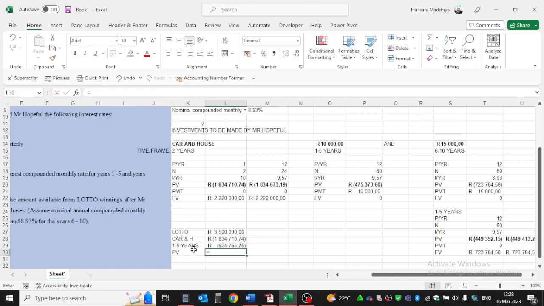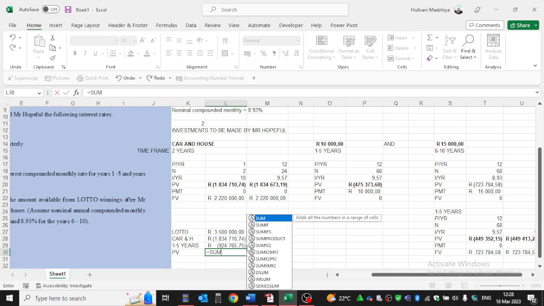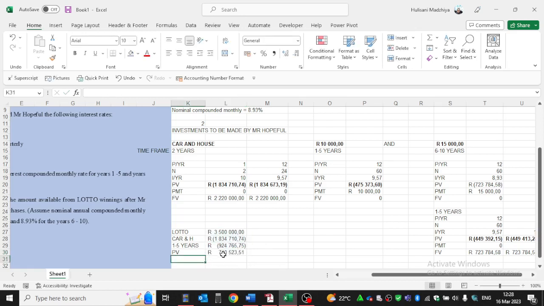so the present value will be equal to the lotto amount he received minus all these amounts that he has here. Since some of them are already in the negative, I'm just going to say that 3 million minus the investment for car and house and the investment for his lump sums. So therefore this is equal to 740,523.51 cents. So this is the amount that he actually gets to have after making all the purchases.